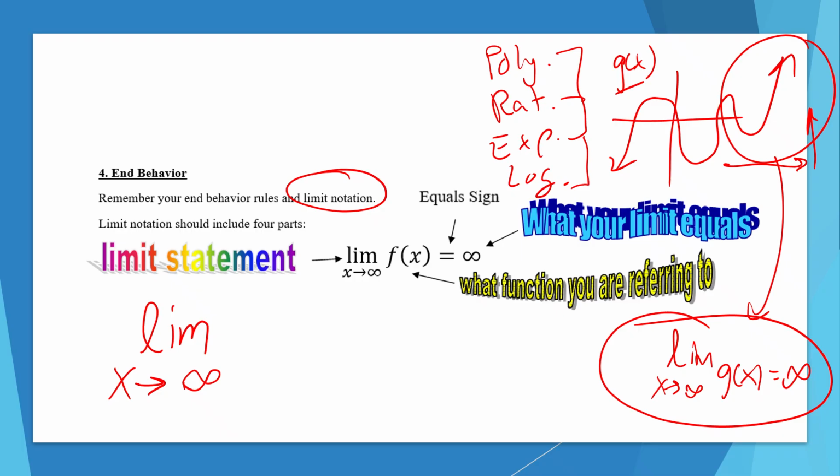Then you need the function you're referring to. Every single year I've seen, it's always been g of x, and the question will state what function. You'll need an equal sign. That shouldn't be too hard to remember. And then you'll need your answer. So whether it's positive infinity, whether it's 1/3 or 0, you're going to need that as well.